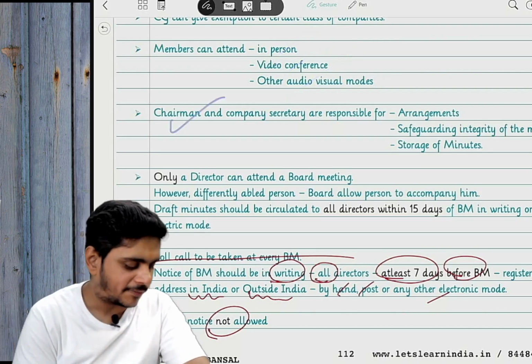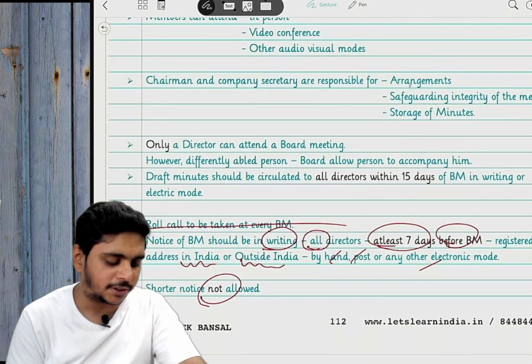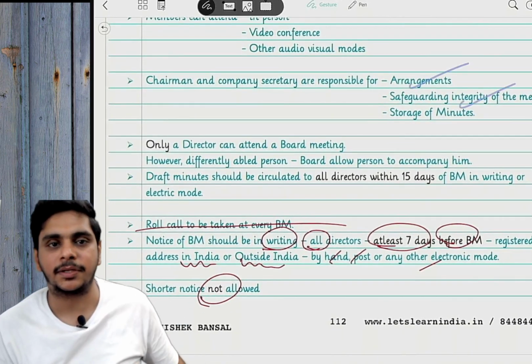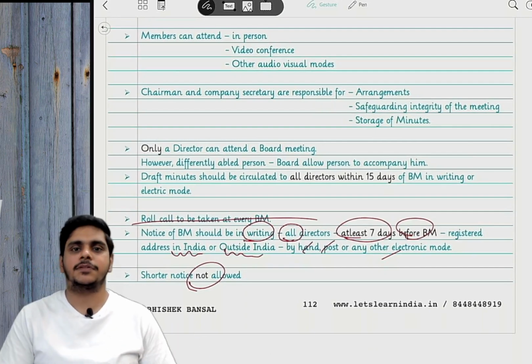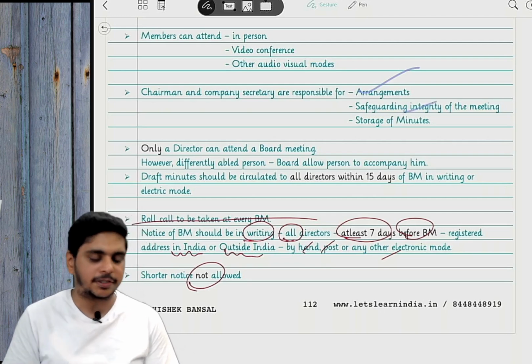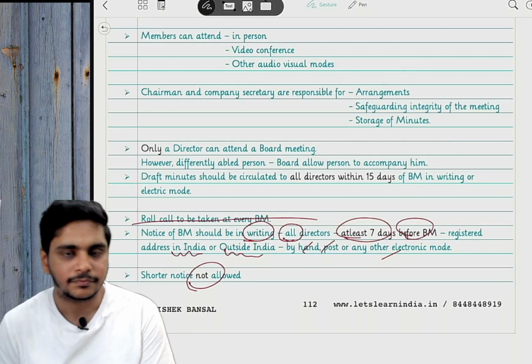Then, the chairman and the CS are responsible for all the arrangements, safeguarding the integrity of the meeting, and the storage of the minutes of the meeting. So, the chairman and the CS.